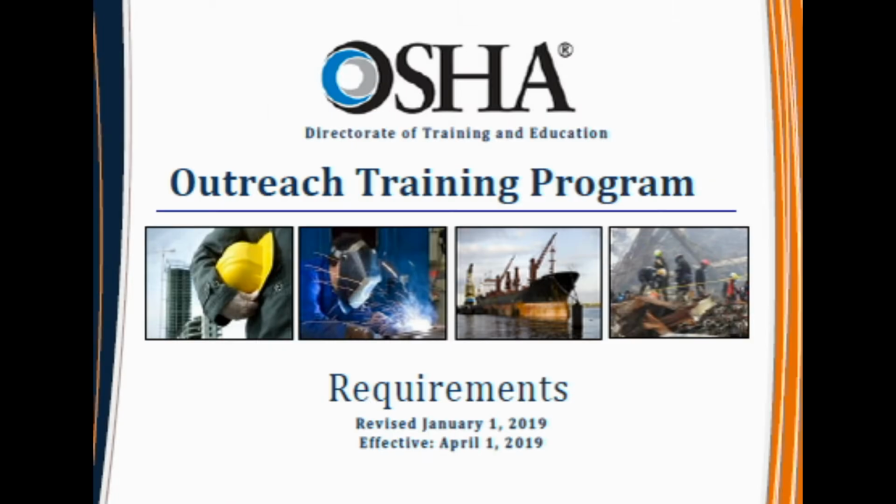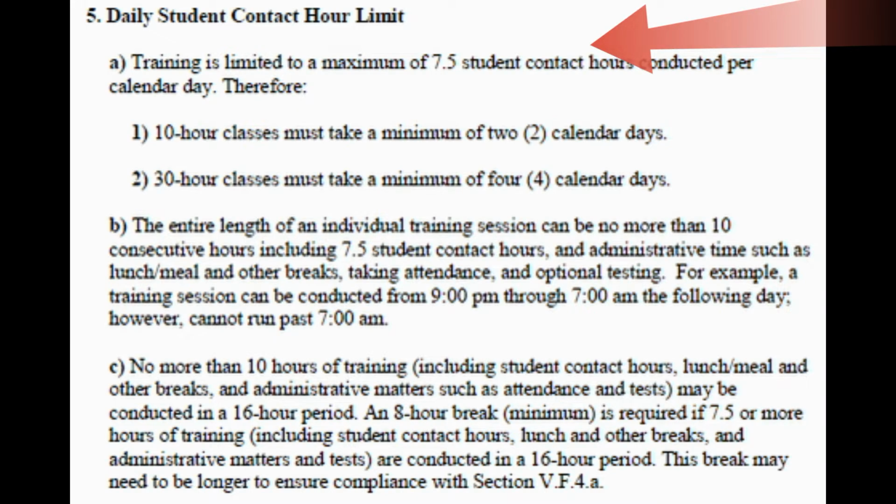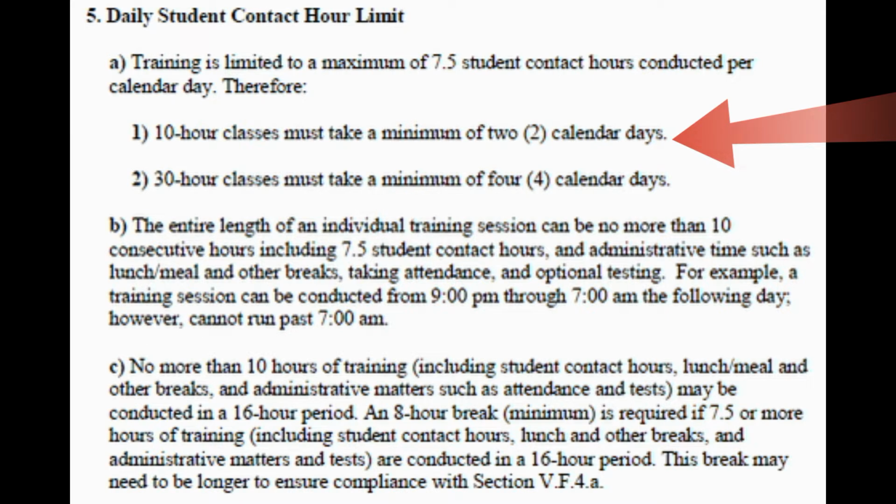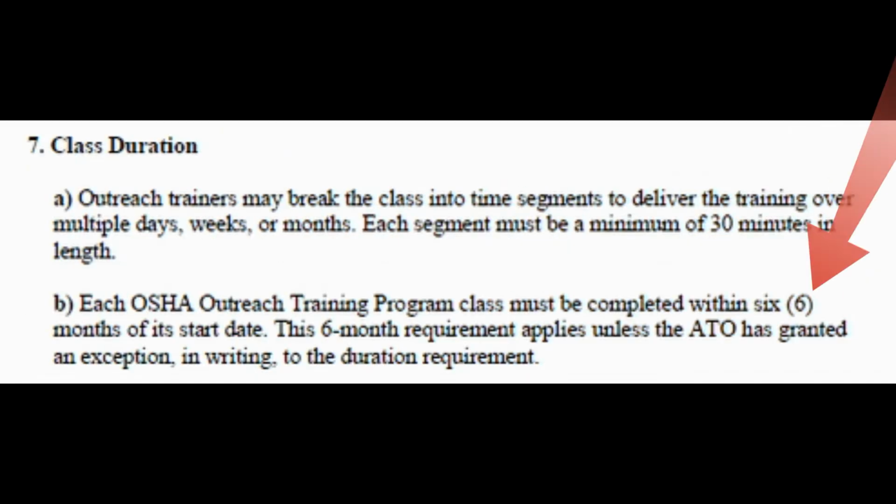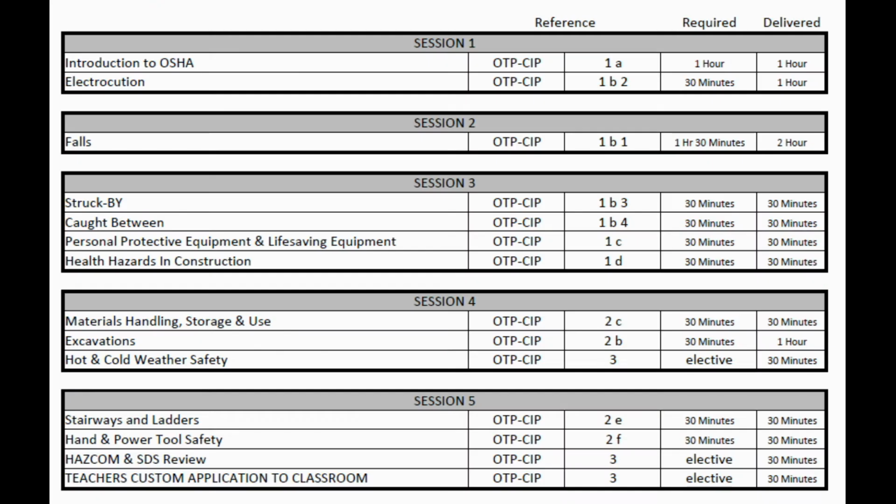There's another document that applies to this class, and that is the OSHA Outreach Training Program requirements. Highlights are: class max per day is 7.5 hours, and it must take 2 days minimum to complete. Breaks and meals count, with a max of 6 months from start to finish of the 10-hour. Now, here is the Safety Tavern 1926 OSHA 10 overall class compliance layout.